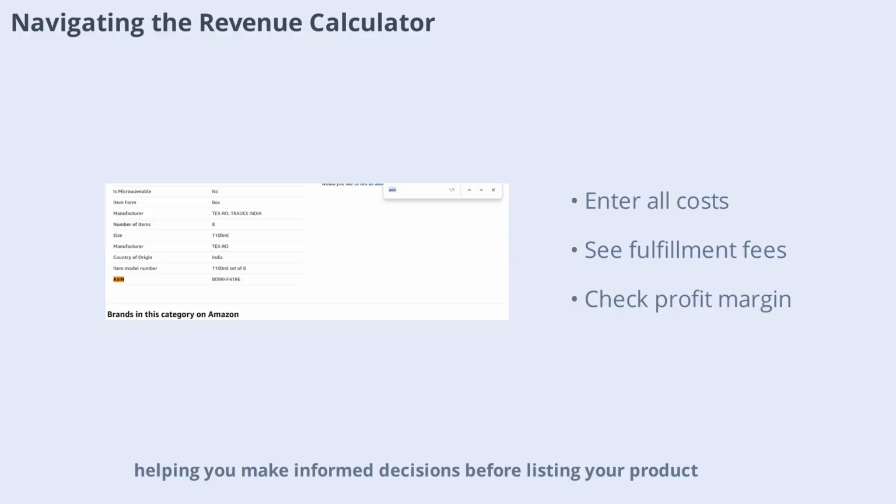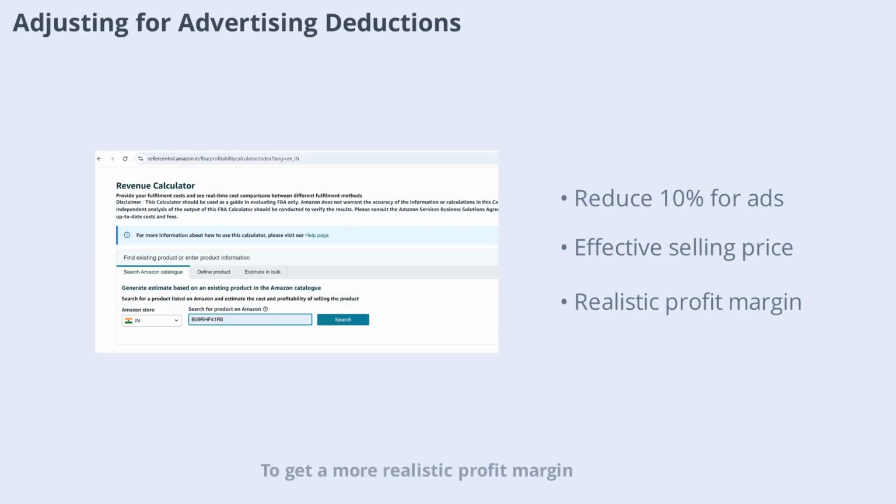To get a more realistic profit margin, reduce 10% from your selling price to account for advertising. For example, if your selling price is rupee 999, subtract rupee 99, leaving you with rupee 900 as your effective selling price. This adjustment ensures your profit calculations reflect the true costs of running ads and helps you avoid overestimating your profits.